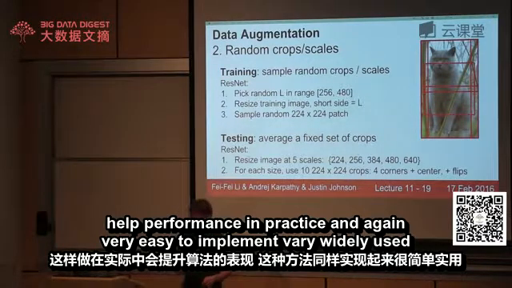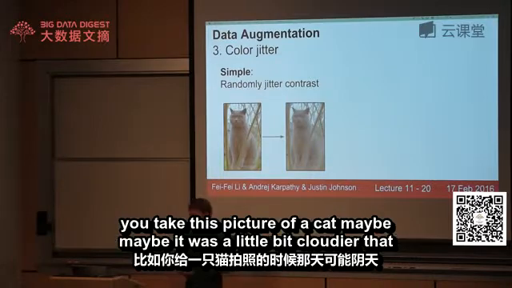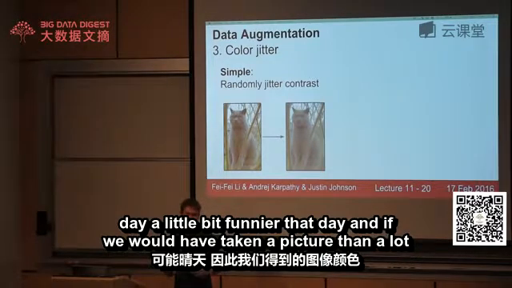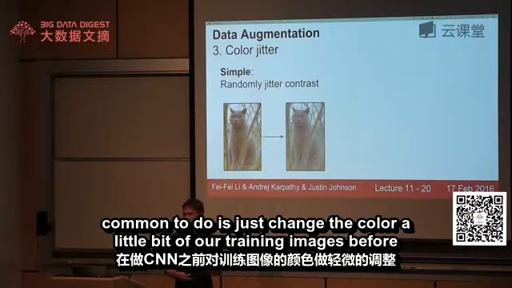Another thing that we usually do for data augmentation is color jittering. So if you take this picture of a cat, maybe it was a little bit cloudier that day or a little bit sunnier that day. And if we would have taken a picture, then a lot of the colors would have been quite different. So one thing that's very common to do is just change the color a little bit of our training images before we feed it to the CNN.